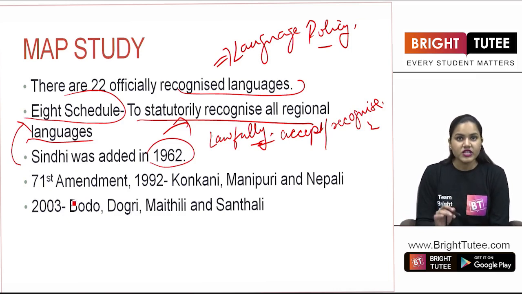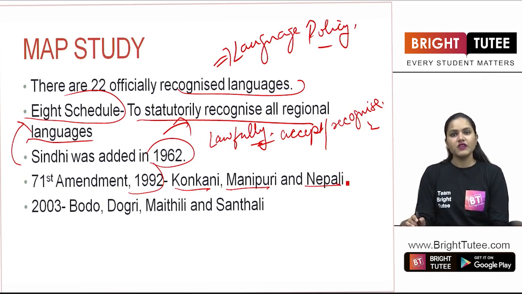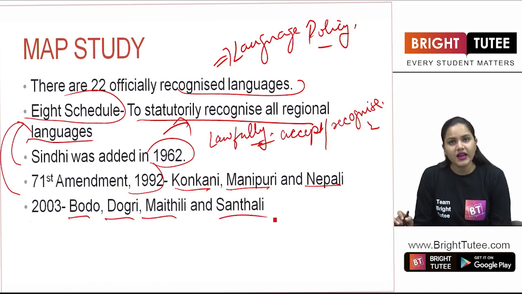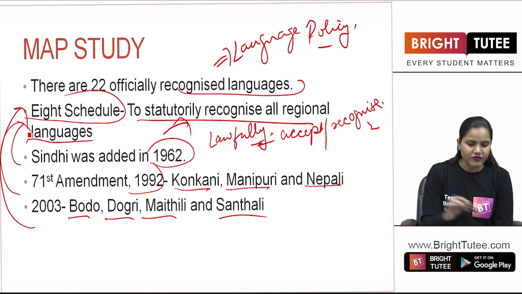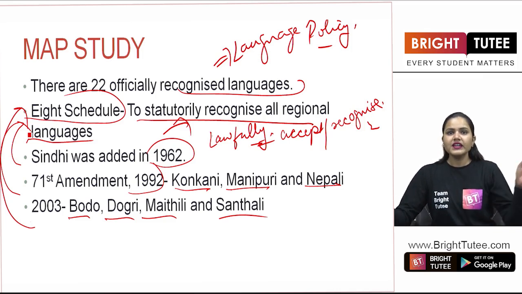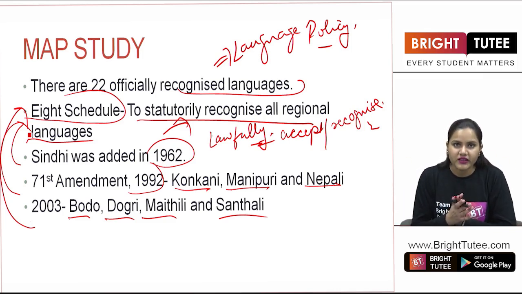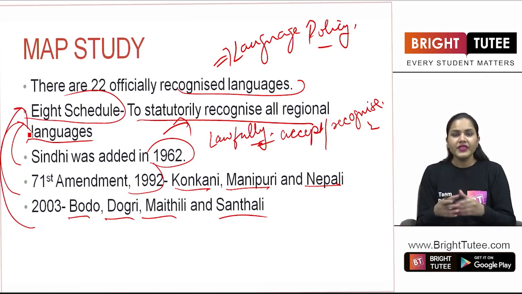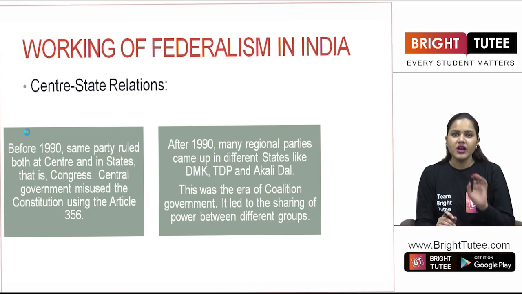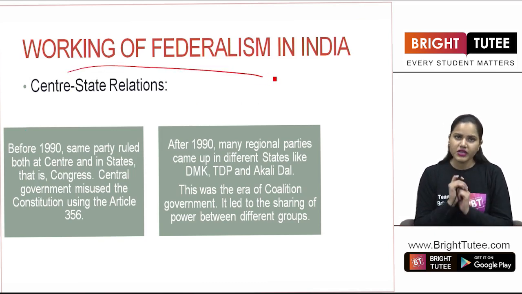Now, the Sindhi language was added in the year 1962 in the 8th schedule. In the 71st Amendment, a new change or formal announcement that happened in the year 1992, Konkani, Manipuri and Nepali were the languages that were added. In 2003, Bodo, Dogri, Maithili and Santhali were the important regional languages that were added, and now they were officially recognized languages. So we can see how different cultures are assimilating together, how they are being officially recognized in our constitution, and how all these people are accommodating with each other. So this is how federalism has been working in our country, India.